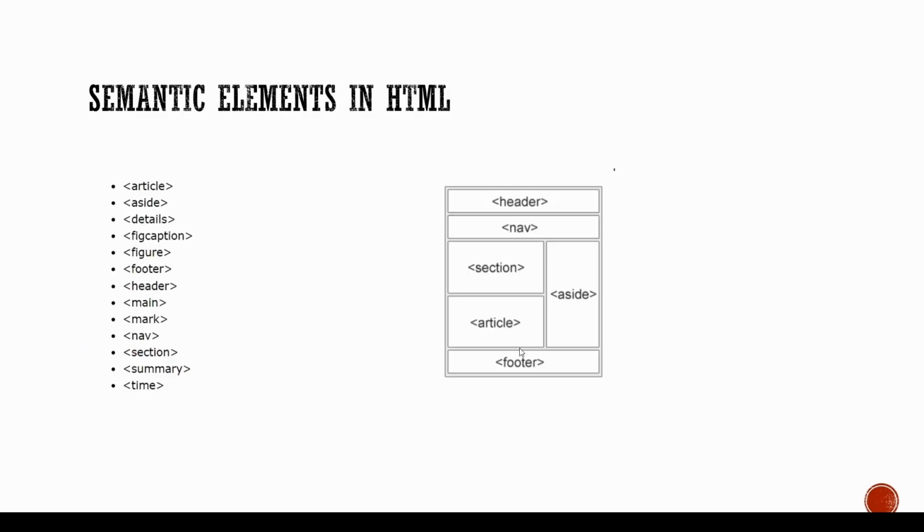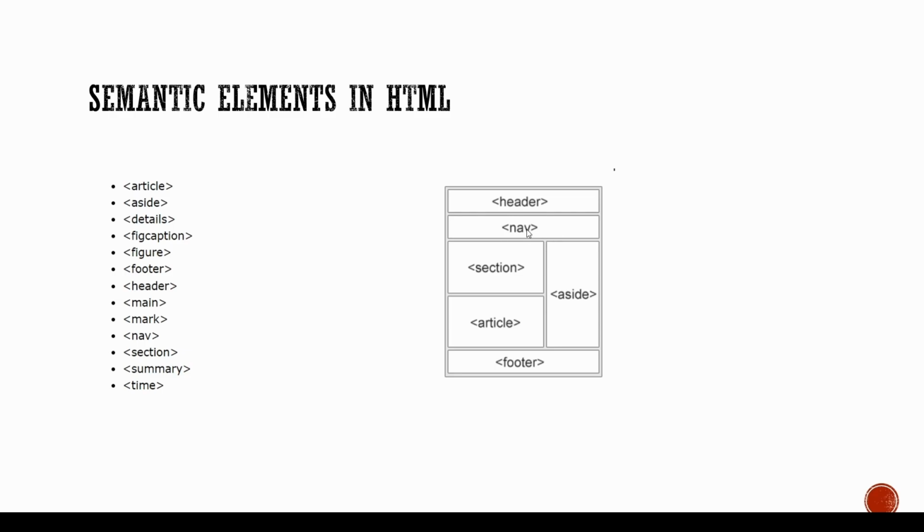Now let's look at some of the semantic elements in HTML. Article, aside, details, caption, figure, footer, header, main, mark, nav, section, summary, and time. Now here you can see a skeleton of a website. First we have the header, then we have nav, then we have some section, article, and beside section and article we may have a side, and lastly we have footer.